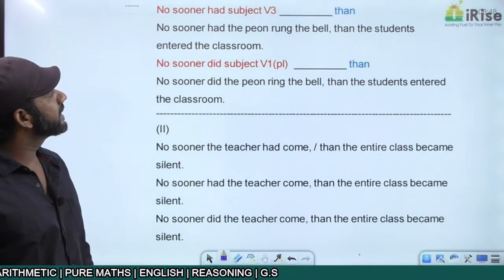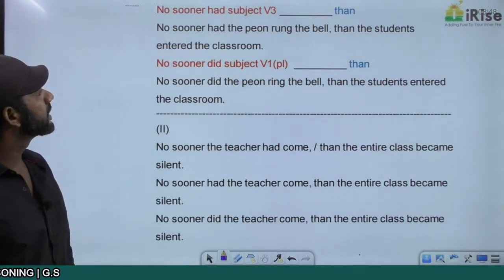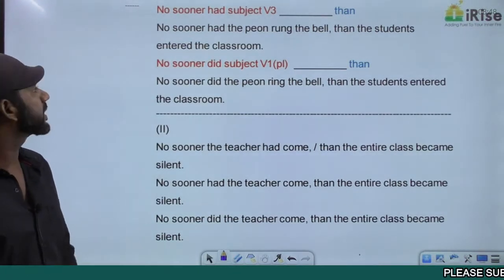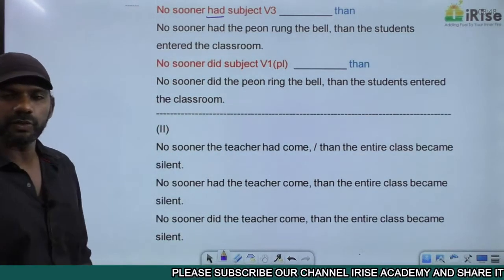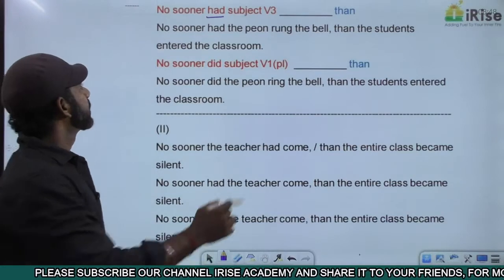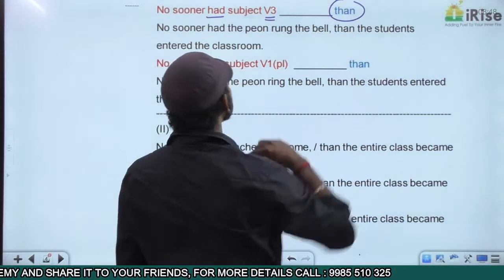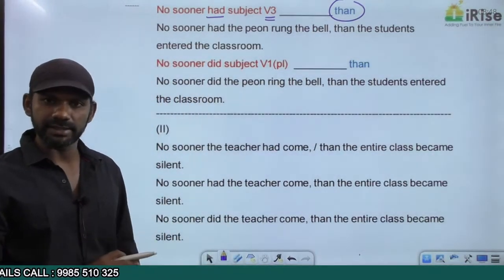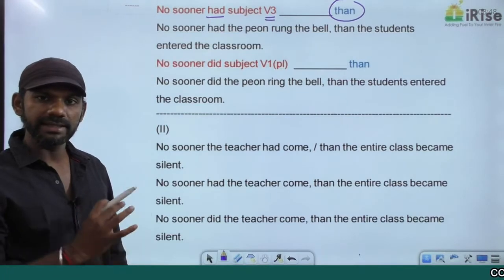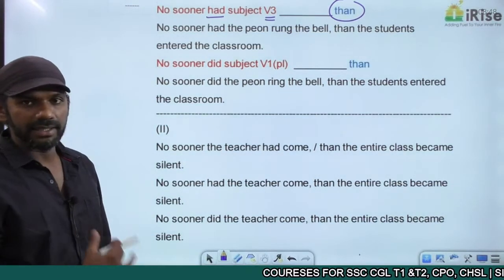No sooner had is the first form of no sooner sentences. No sooner had, subject, V3. Now there's nothing like had plus V1, there's nothing like had plus V2, it's always had plus V3. So no sooner had, subject, V3, followed by than. This is the first order of no sooner sentences. Come to the statement I gave here.